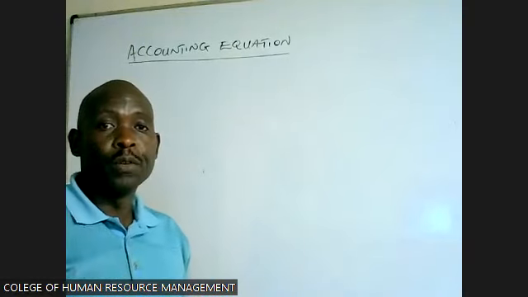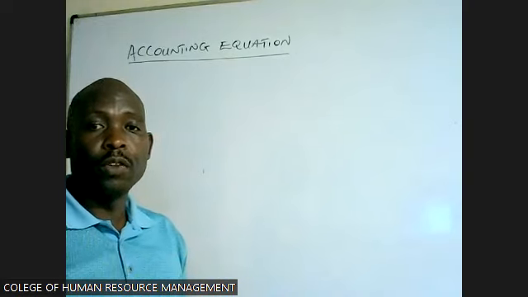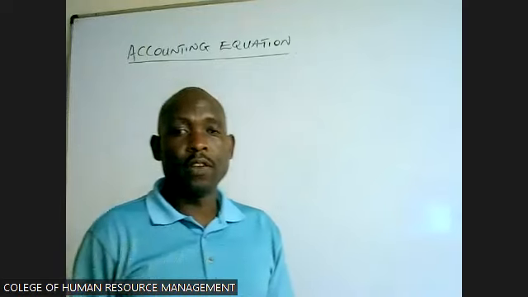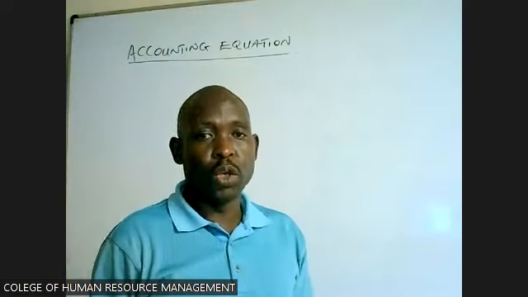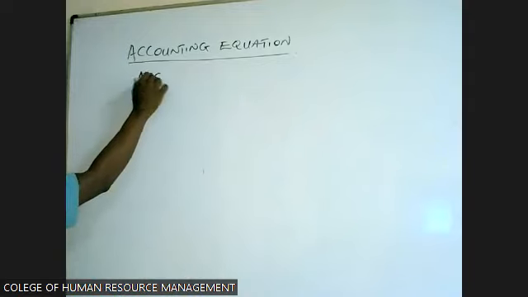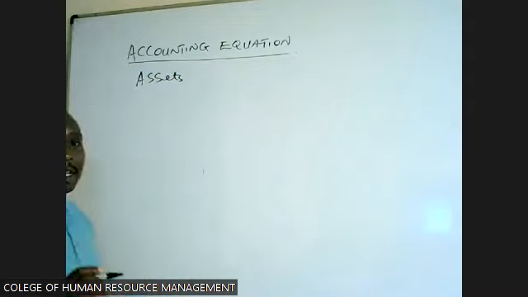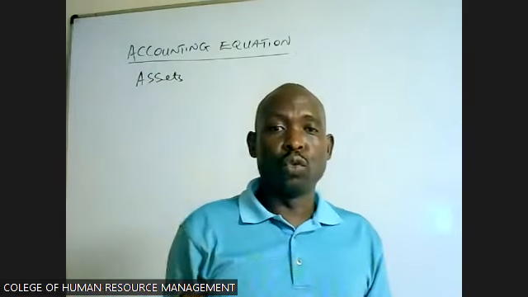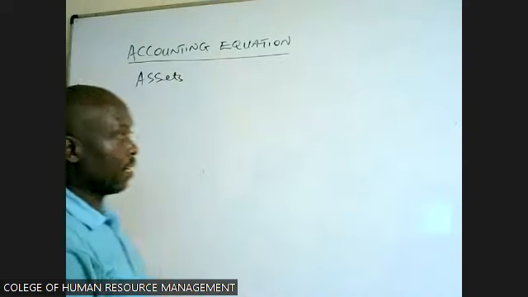The accounting equation simply states that the resources a business owns, which we refer to as the assets, at any given point, must be equal to capital and liabilities.